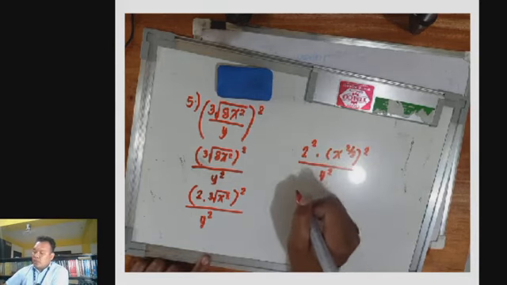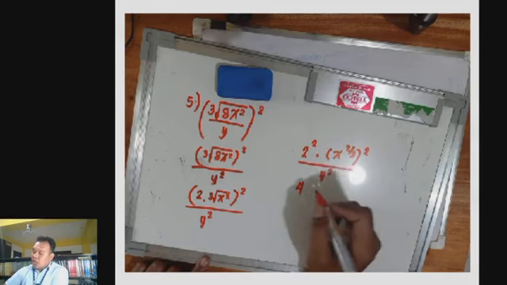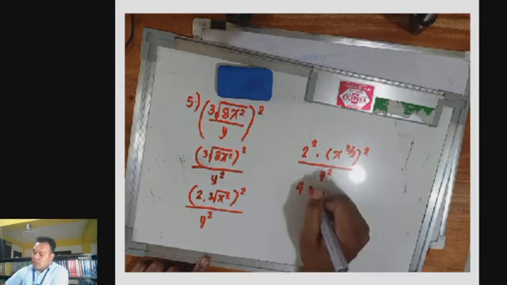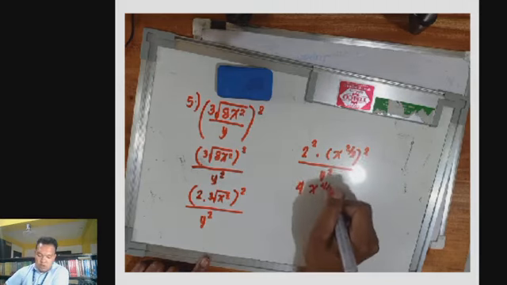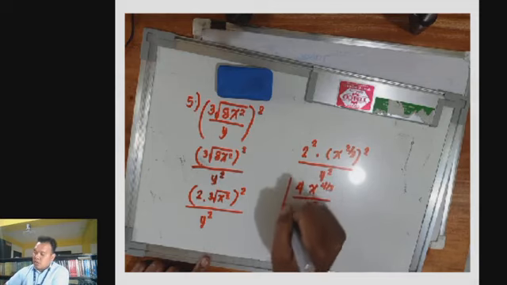Then, the final answer will be 4. 2 times 2 is 4. Tapos dito, lalabas 2 times 2, 2 over 3 times 2. Lalabas siya na ay x raised to 4 over 3 all over y squared. So, pwede na natin itong answer.